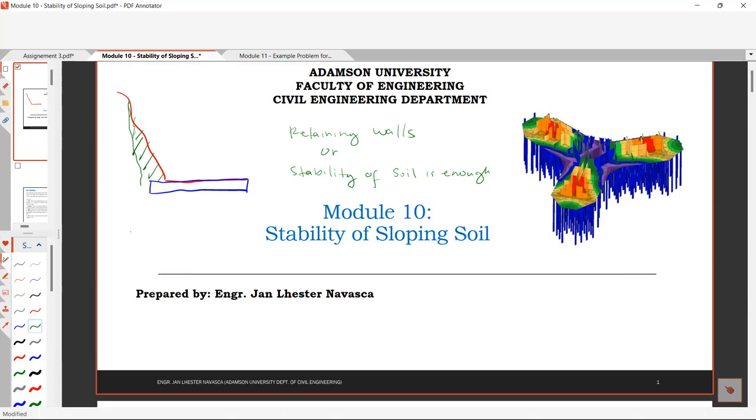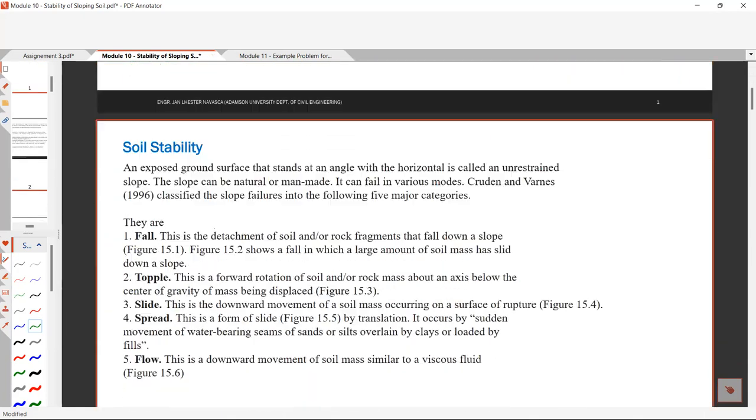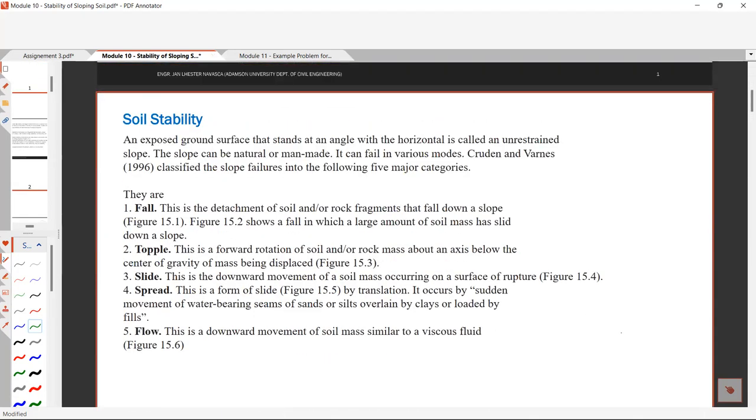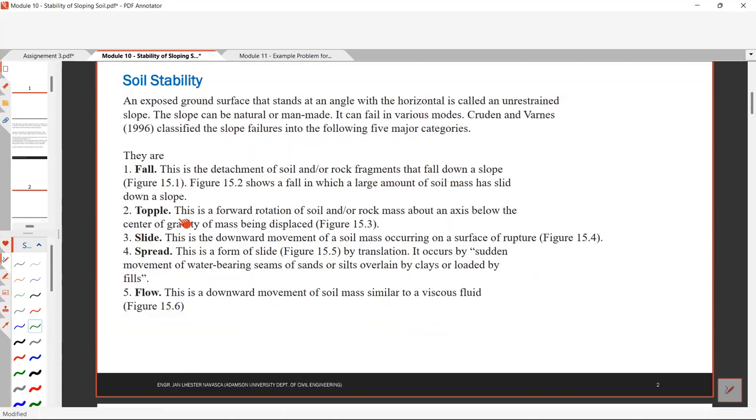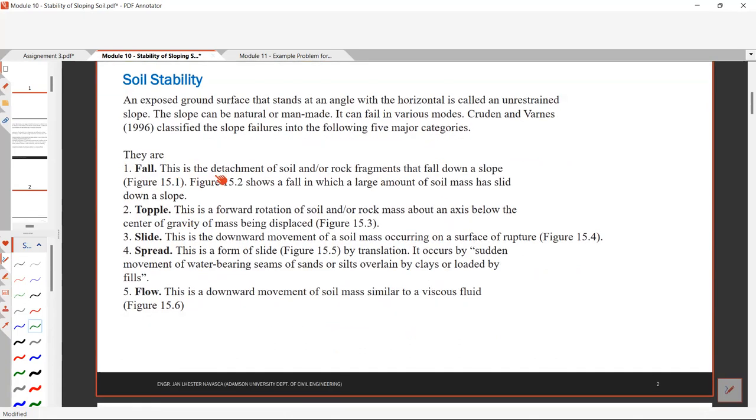Okay? So, the soil stability, an exposed ground surface that stands at an angle with the horizontal is called an unrestrained slope. So the slope can be natural or a man-made slope. So it can fail in various modes. Okay. So si Cruden and si Varnes classify the slope failure into the following 5 major categories. Number 1 is yung fall. Okay. So this is the detachment of the soil and rock fragments that fall down a slope.